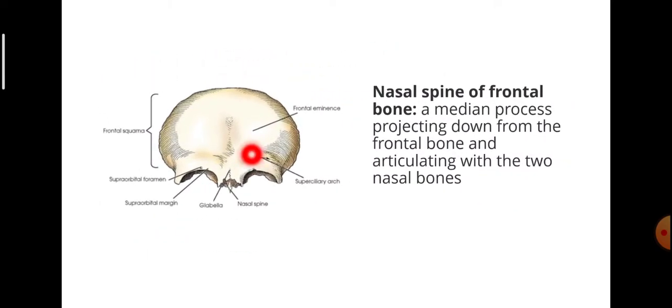The spine of the frontal bone is a median process projecting down from the frontal bone and articulating with the two nasal bones, wedging between the two nasal bones.